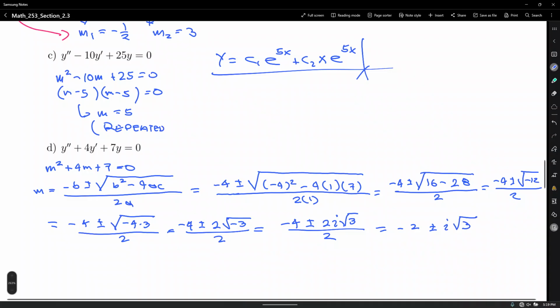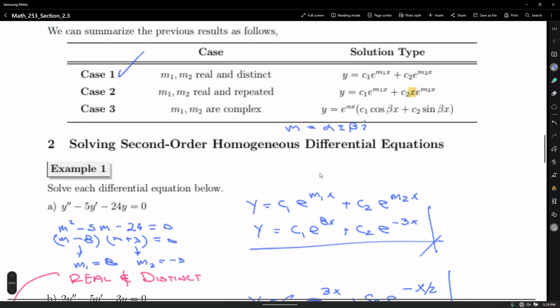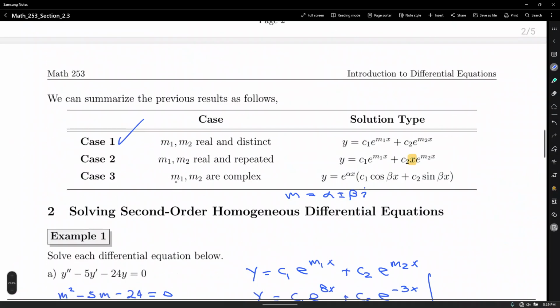So now that we have simplified the complex number in the form alpha plus or minus beta i, we want to know what alpha is, which is negative 2, and beta, which is square root of 3. All right, so when we look at the forms of the solutions, this is actually case number 3. Whenever m1 and m2 are complex roots, we multiply e to the alpha x times c1 cosine beta x plus c2 sine beta x.